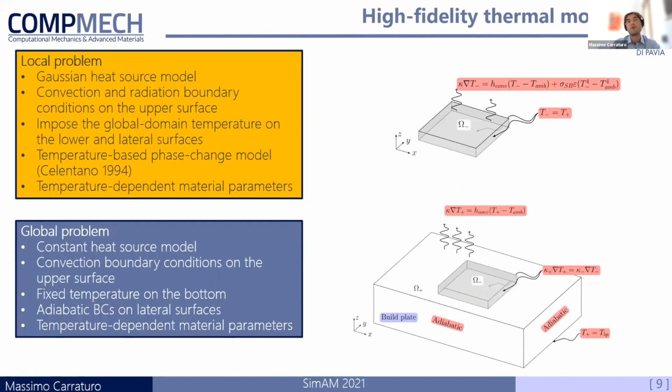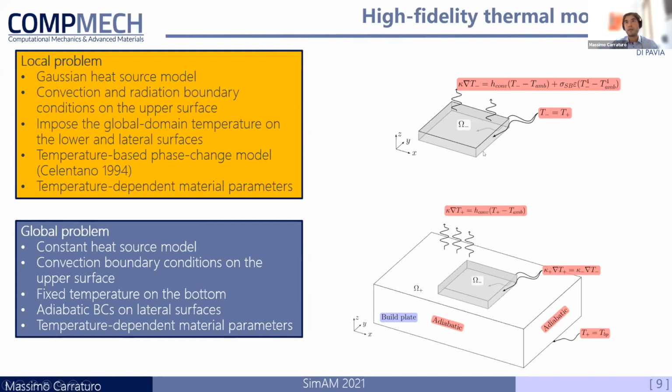What we have done was to apply this numerical framework, this methodology, to laser powder bed fusion problems. The first one employs a high fidelity thermal model, where in the local problem, we model the laser heat source by means of a Gaussian source model, and we impose convection and radiation boundary conditions on the upper surface. We also consider a temperature-based phase change as proposed by Celentano in 1994.